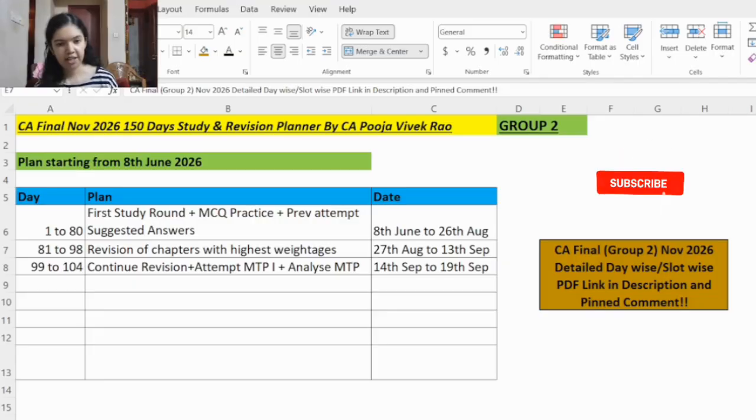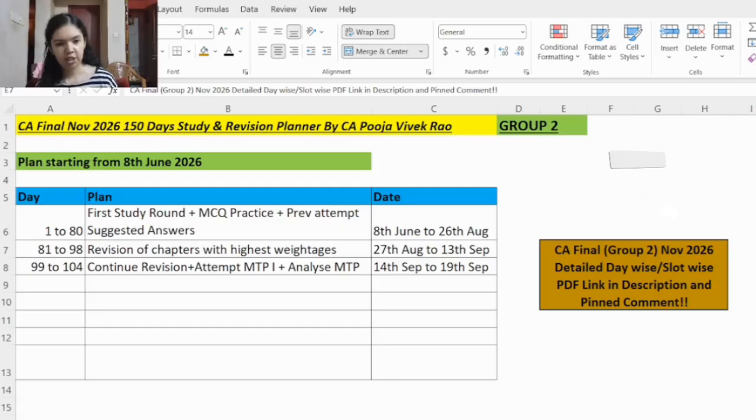So basically this study and revision planner will include the following. First, study round planning, including daily subject-wise slots. Smart rotation between the 3 subjects, that is DT, IDT and IBS, to maximize your scores. Since we are aware that the passing criteria is 40% per subject, but on aggregate we have to secure 50 marks, that is 50%.